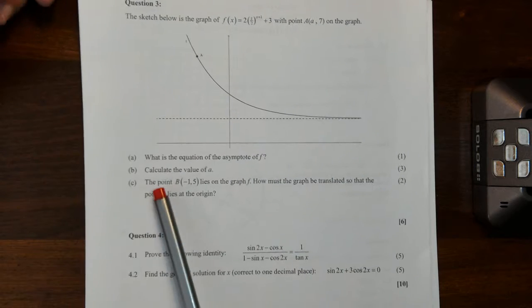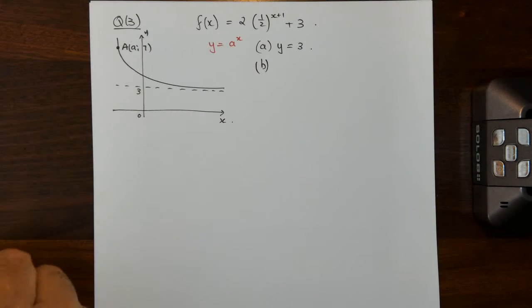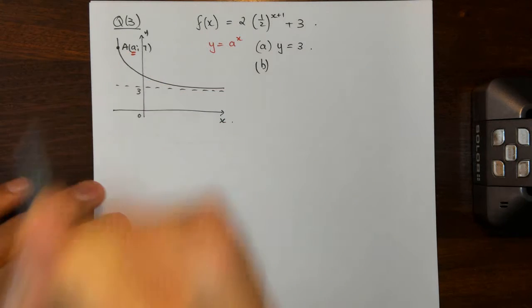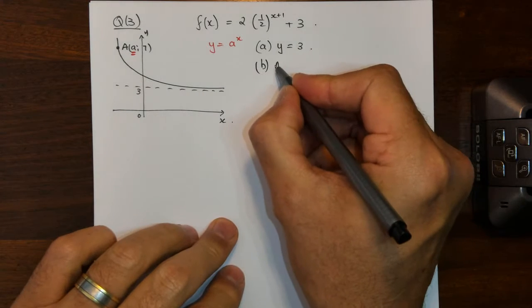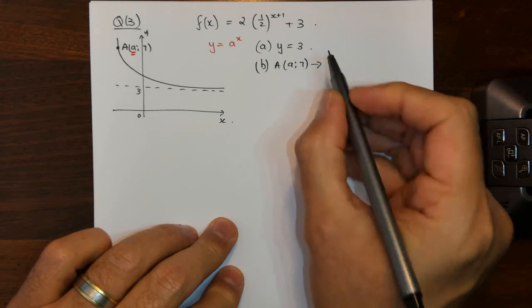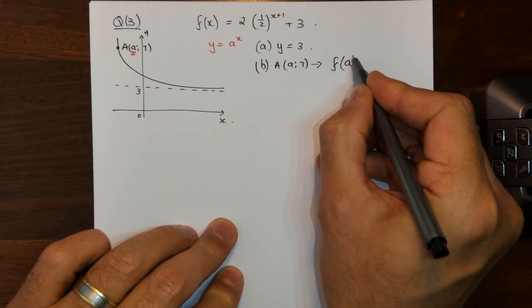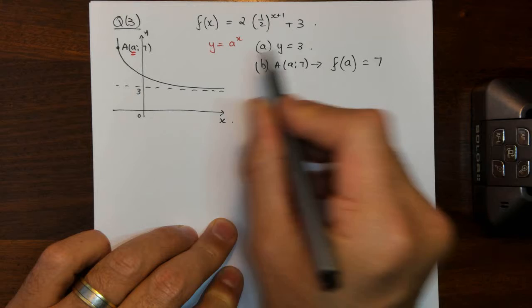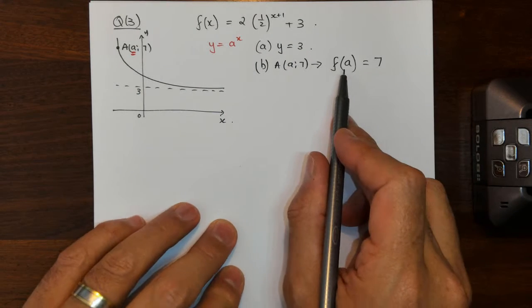Okay, the second part asks us to calculate the value of a for 3 marks, and a, again as a reminder, is part of this point over here. So what do I have? That point lies on the function f. So the point has an x coordinate of a and a y coordinate of 7. So I go to my function, I make all the x's a, and I equate it to 7. I have the equation, all I need to do is solve for a.